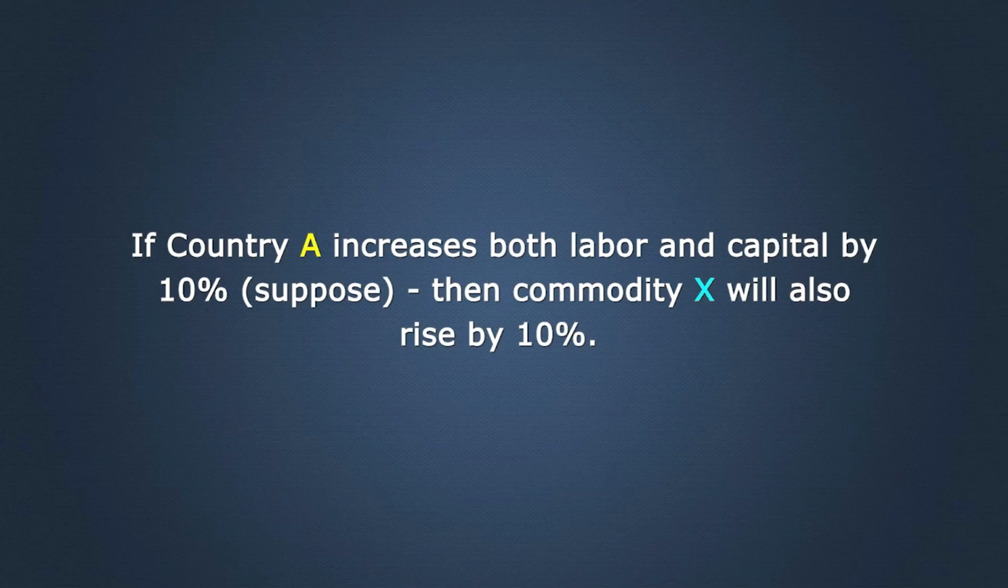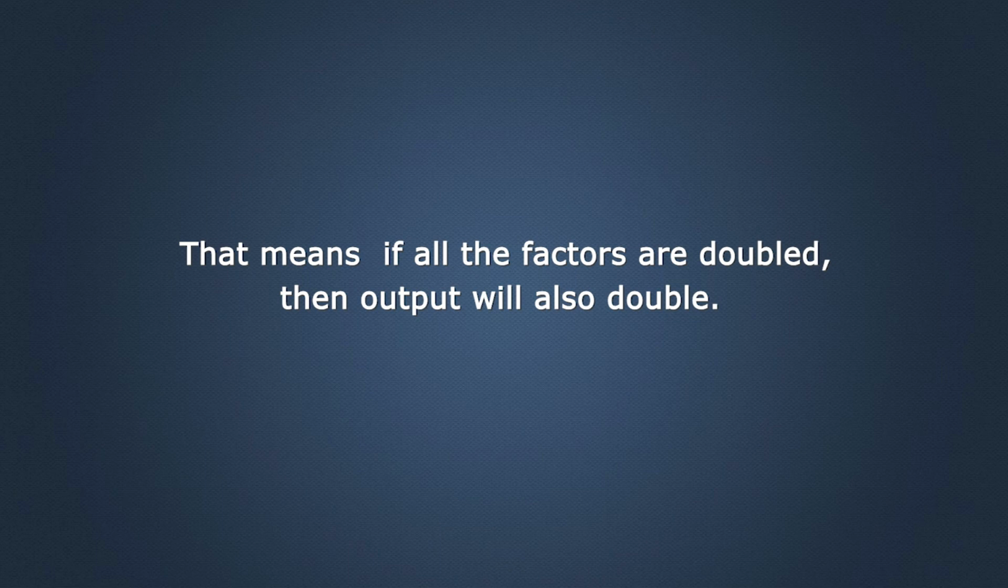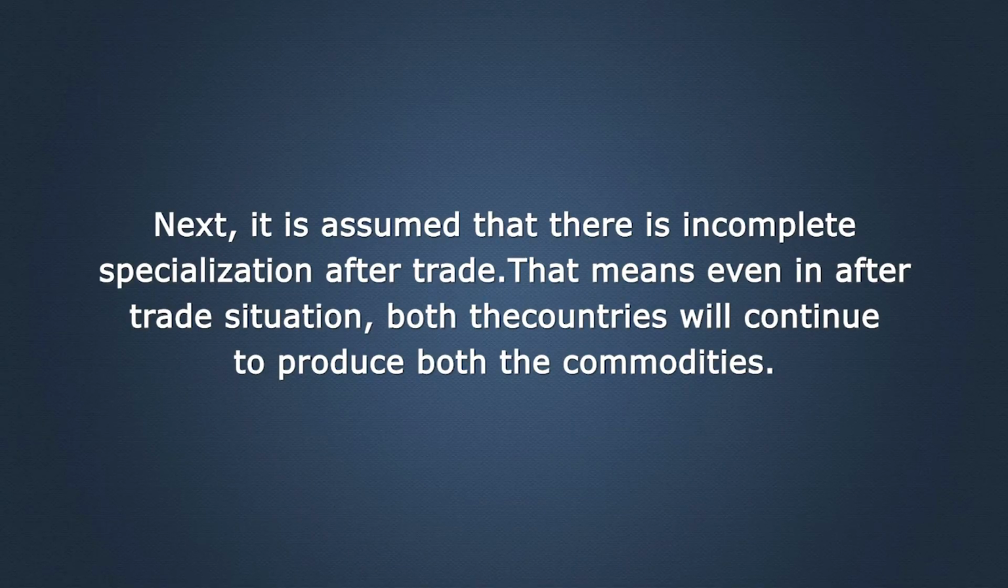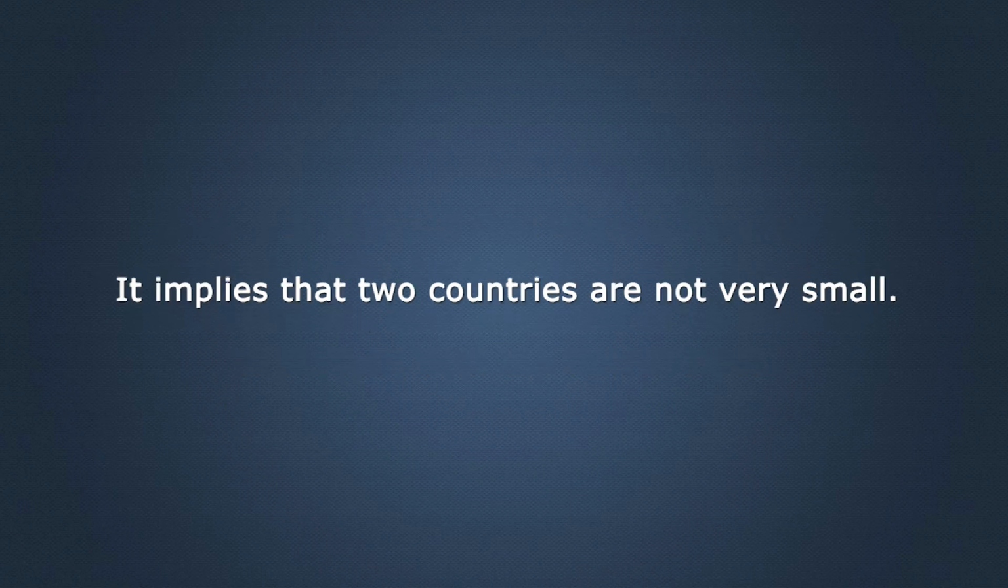Now both commodities are produced under constant returns to scale. It implies that if country A increases both labor and capital by 10%, suppose, then commodity X will also rise by 10%. That means if all the factors are doubled, then output will also double. This is the implication of constant returns to scale. Next, it is assumed that there is incomplete specialization after trade. That means even in the after trade situation, both the countries will continue to produce both the commodities. It implies that the two countries are not very small.